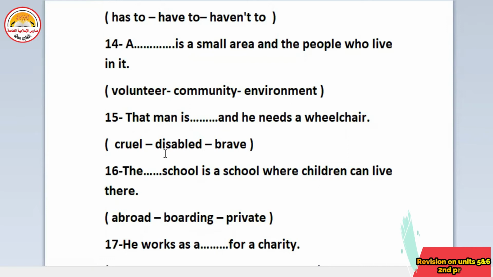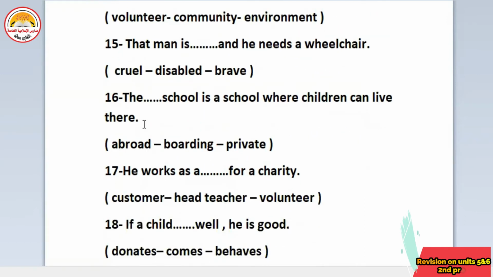Okay. And number 16, Hannah Lutfi. Hannah, can you hear me? Oh, yes. Yeah. Number 16. The boarding school is a school where children can live here. Very good. Thank you. So here, number 16: the boarding school is a school where children can live there.